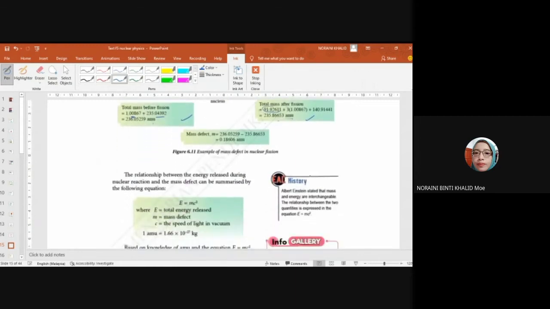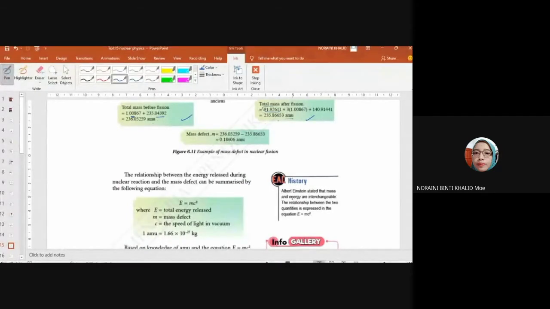According to Einstein, he stated that mass and energy are interchangeable. The relationship between the two quantities is expressed in the equation E equals mc squared. So meaning the mass defect or the mass loss changes to nuclear energy or vice versa. Okay, this is stated by Einstein.